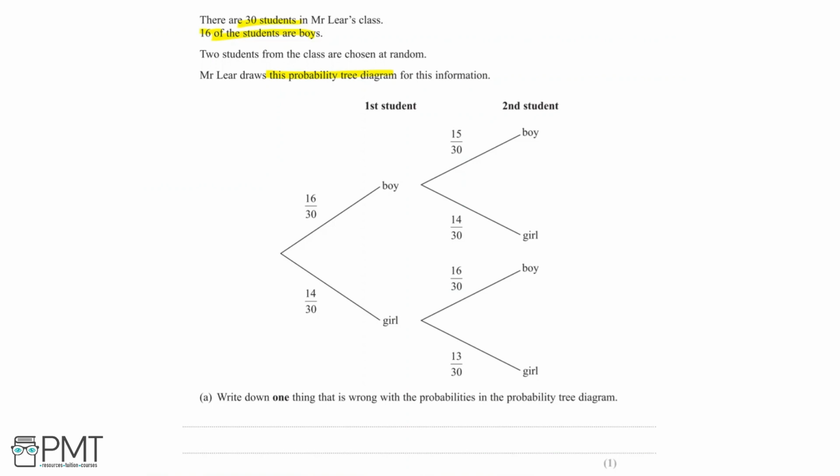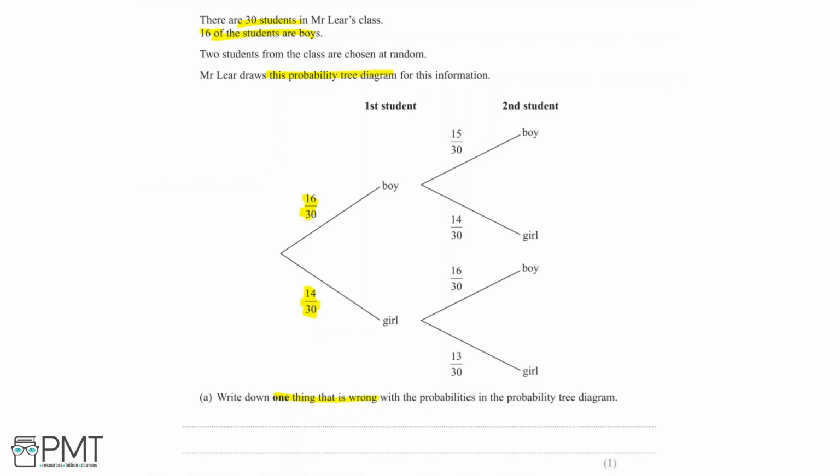Now in part A, we're asked to write down one thing that is wrong with the probabilities in the probability tree diagram. So looking at the diagram, for the first student we can see that the probability of choosing a boy is 16 over 30, and therefore the probability of choosing a girl is 14 over 30. And looking at the diagram so far, that seems to make sense.